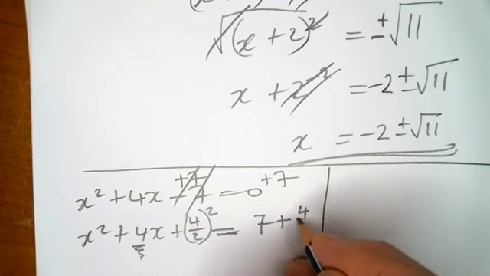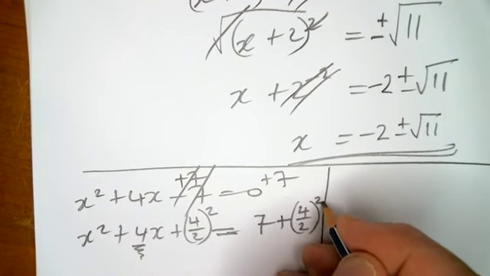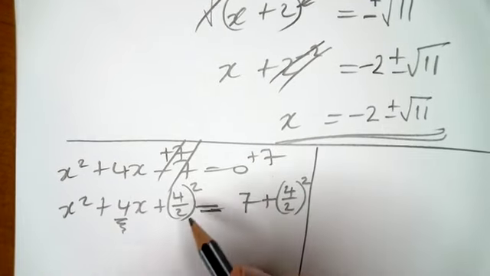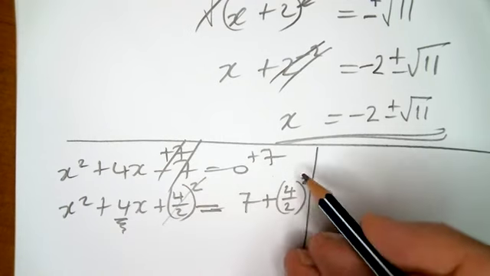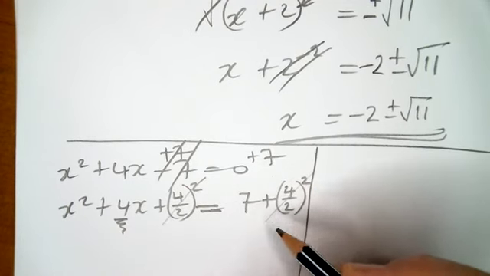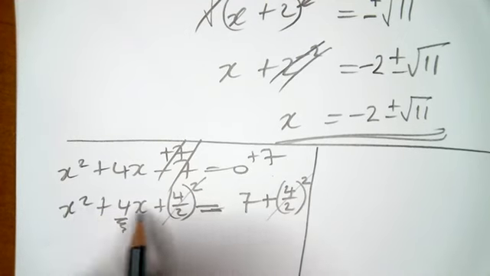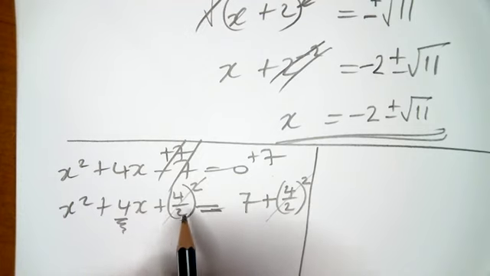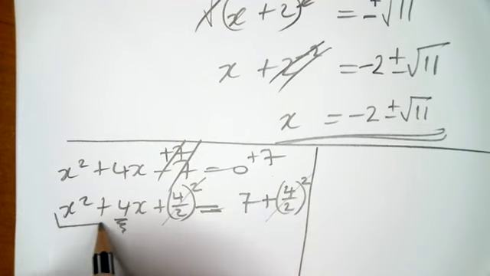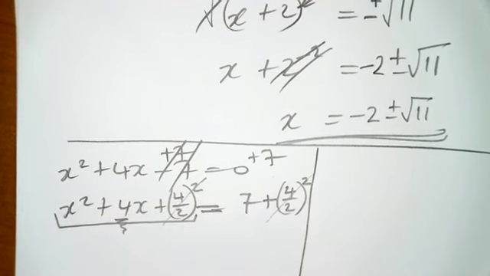So I've got 4 over 2 all squared. And the reason that works, of course, is because if I subtracted this from both sides, I'd be back where I started. So let's take a look now where we sit. Well, I've got this expression on this side, and what do I have? I've got this bit here is my perfect square.